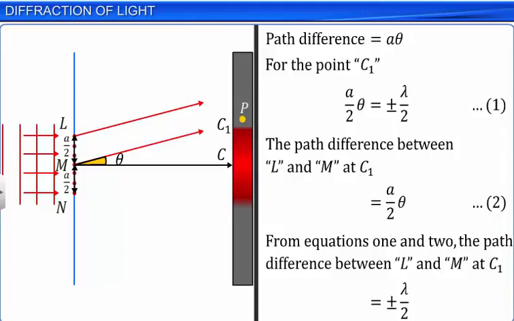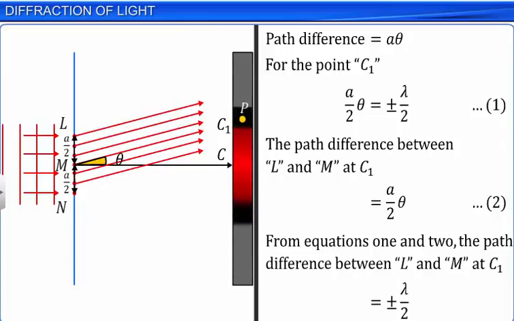Now, if both the half slits LM and MN are considered, for every wave passing through LM there is a corresponding wave passing through MN, originating at a point a/2 below the first one, such that the two waves are out of phase at C1. Hence, every wave arriving at C1 from the upper half of the slit LM interferes destructively with the one coming from the bottom half of the slit MN. The intensity at C1 is therefore 0, and C1 corresponds to the first minimum of the diffraction pattern.